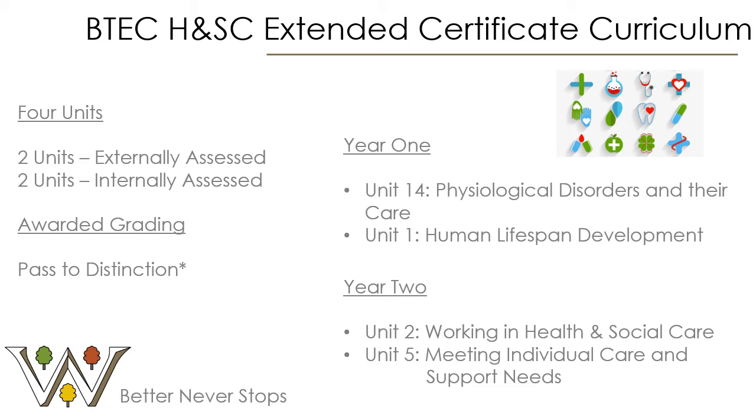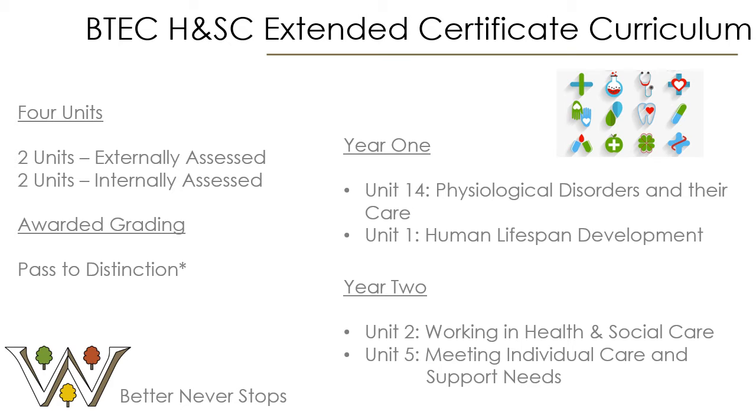Unit 1 is an externally assessed unit, and as mentioned before, is made up of short and long answer questions. For the students that did Level 2 Health and Social Care, this builds upon what you have studied in that course on human lifespan development. So thinking about the life stages and how that is impacted in terms of the need from a health and social care perspective as you go through each of those life stages.